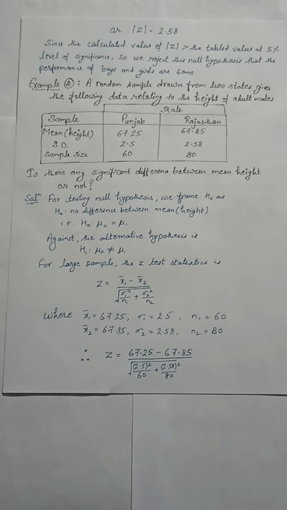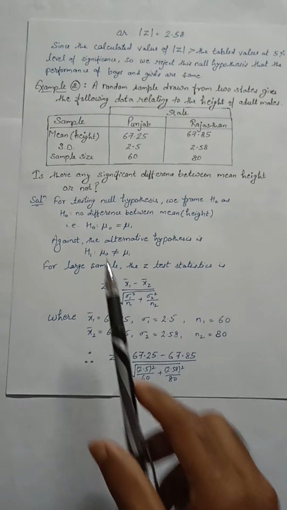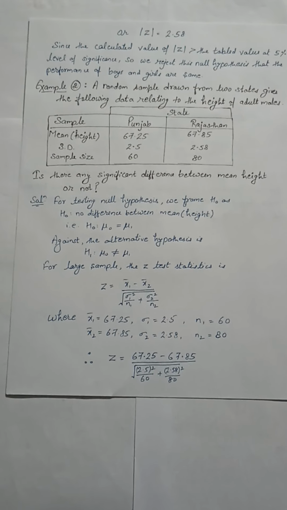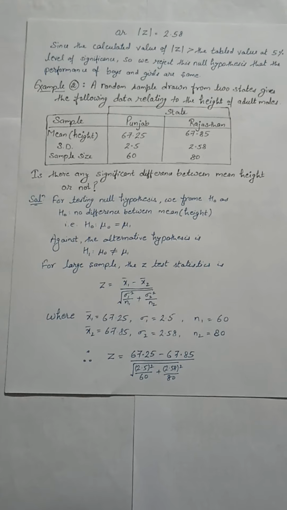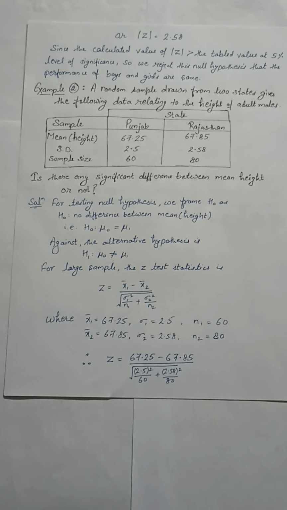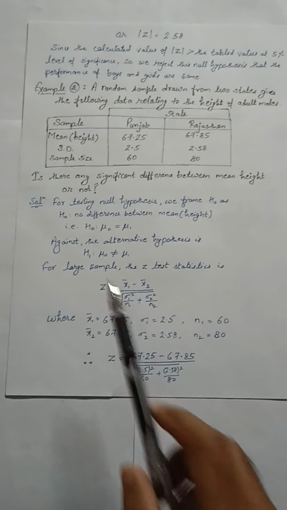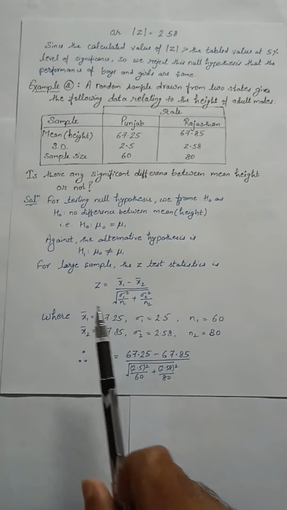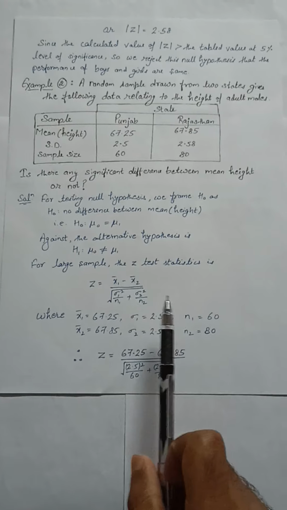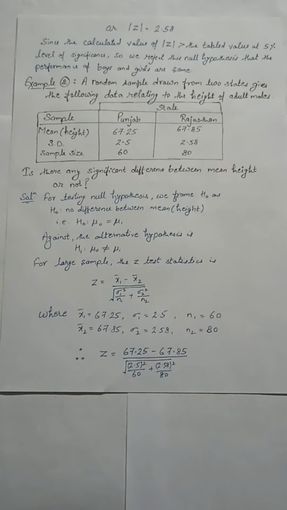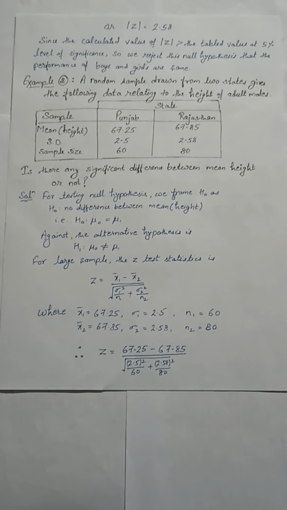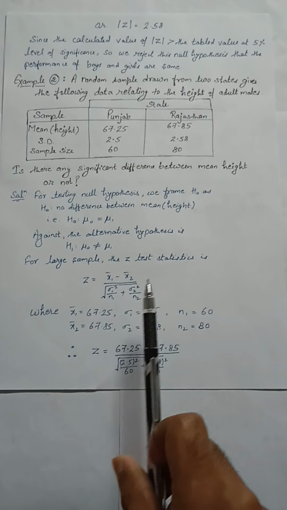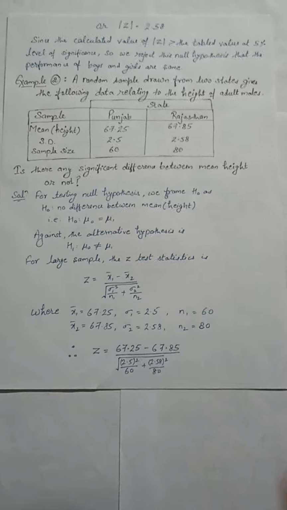So for this, let us consider one null hypothesis H naught as no difference between mean height. Alright, that is H naught is such that mu naught is equals to mu 1. Against this, let's consider one alternate hypothesis that says H1 is such that mu naught is not equals to mu 1. Okay? So Z is equals to x1 bar minus x2 bar whole upon square root of sigma 1 square upon n1 plus sigma 2 square upon n2. Put all these values over here in this formula of Z. We have substituted these values over here.